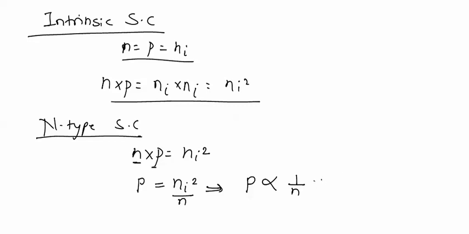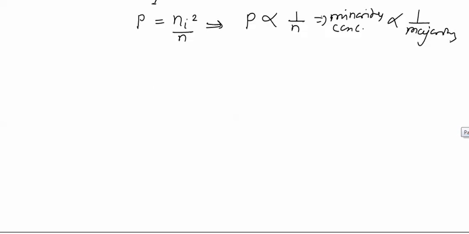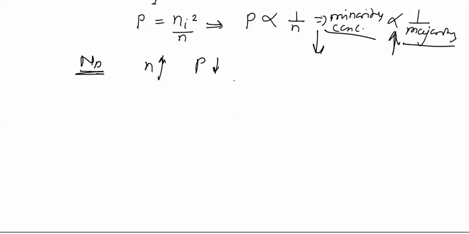Means minority concentration is inversely proportional to majority concentration. So we can say that if in a semiconductor, majority carrier concentration is increased, minority carrier concentration will decrease. So with donor type impurity ND added, electron concentration increases and hole concentration decreases.